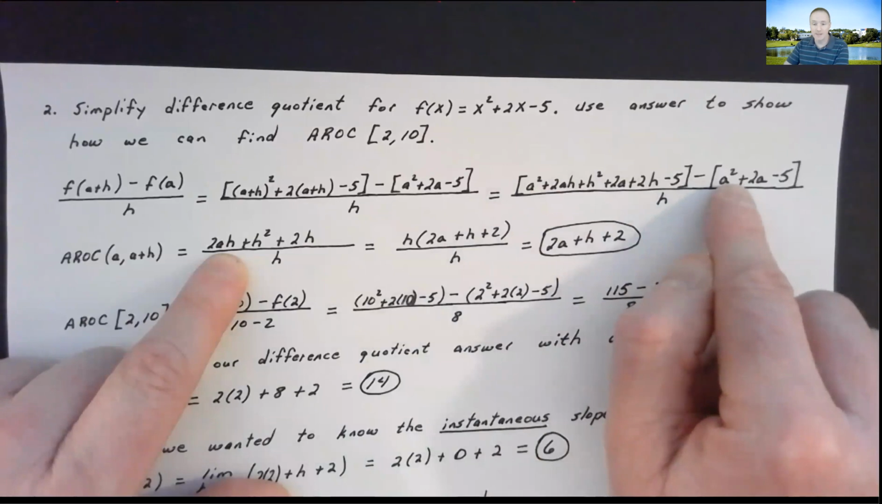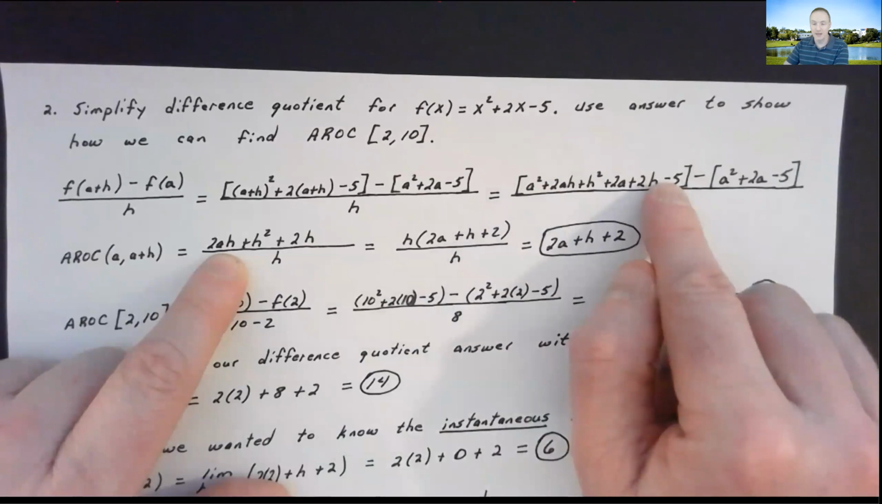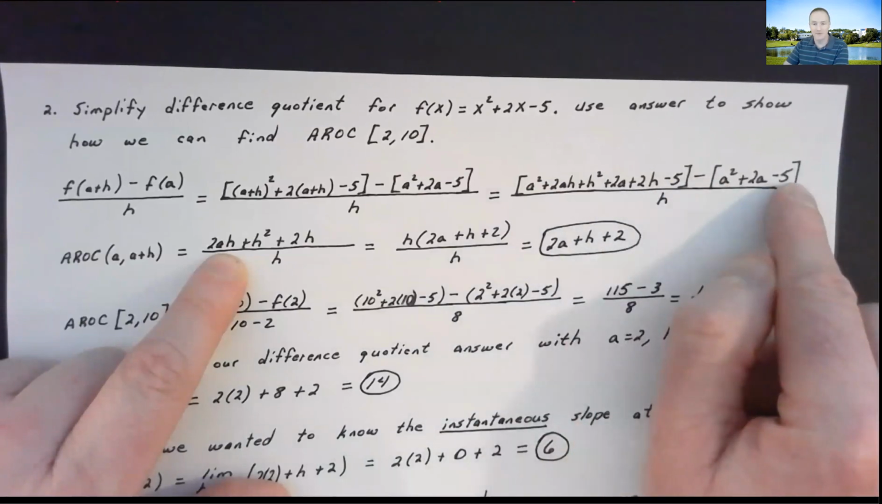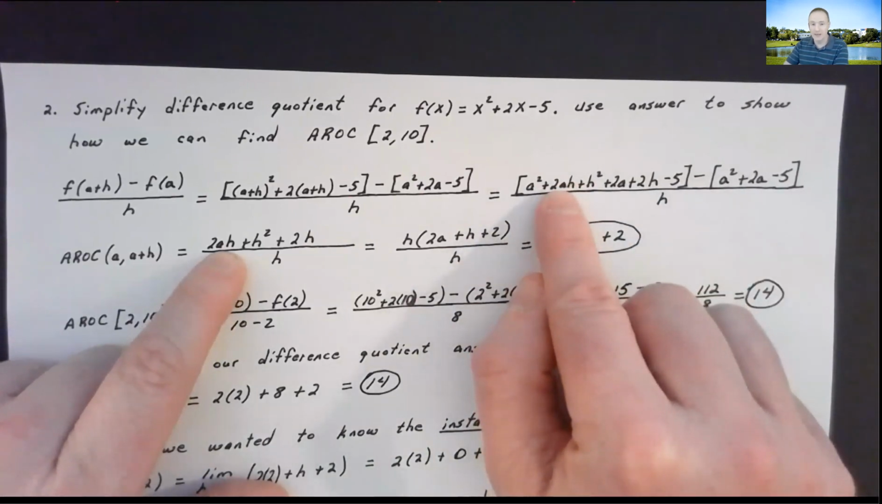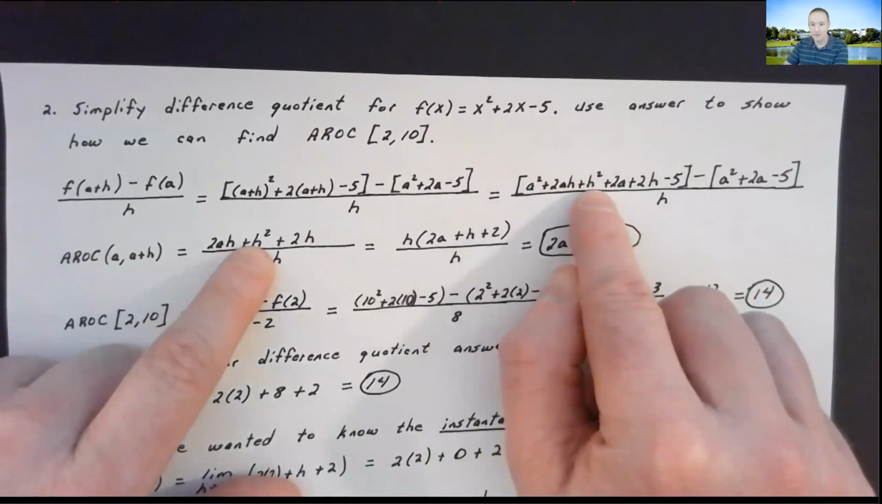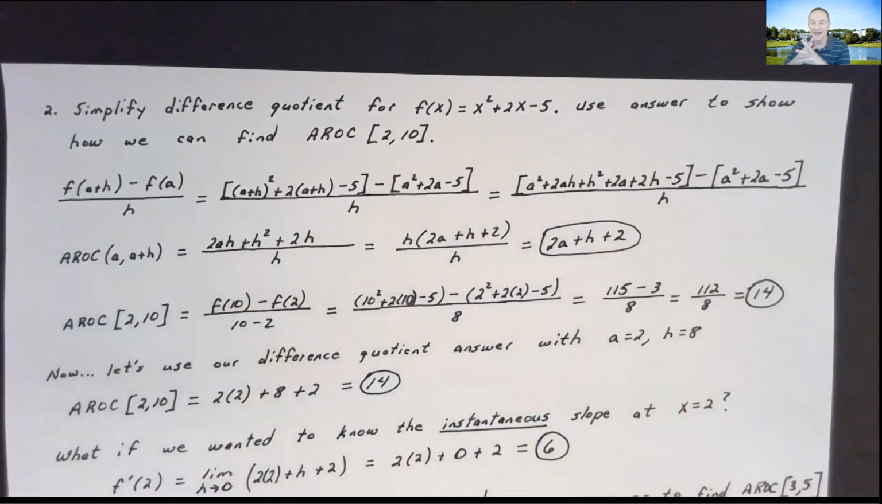A squared minus a squared goes away. 2a minus 2a goes away. Negative 5 minus a negative 5 cancel. So then you need to be thinking, well, what terms are left over? This term didn't cancel. I have 2ah plus h squared plus 2h. Now, I mentioned this in the last problem. I guarantee you, any terms that don't cancel out, I promise they're going to have a factor of h left in the numerator. And in fact, I'm so confident that that's always going to be the case.